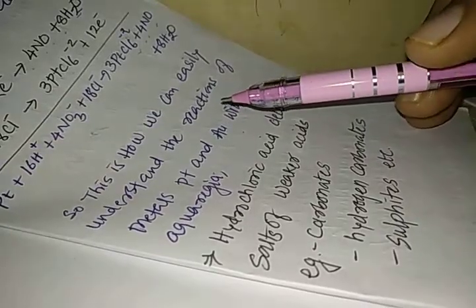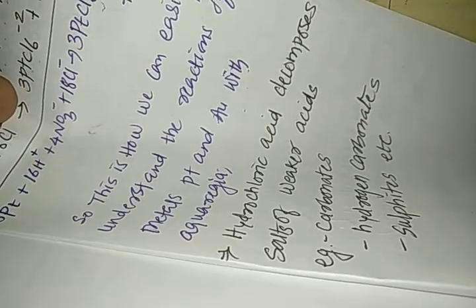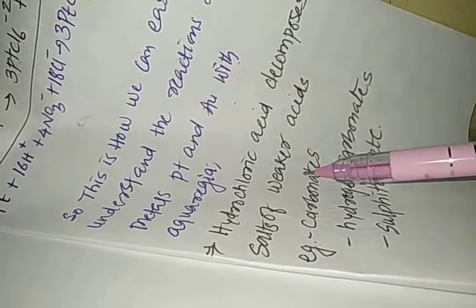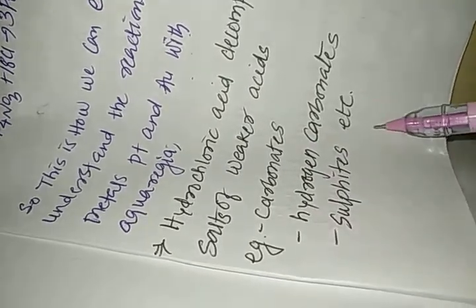Hello dear students, we have studied hydrochloric acid and how aqua regia dissolves various noble metals like gold and platinum. We are going to study more about the properties of this hydrochloric acid. Hydrochloric acid decomposes salts of weaker acids, for example carbonate, hydrogen carbonate and sulfide salts. So let us see how it reacts with such salts.